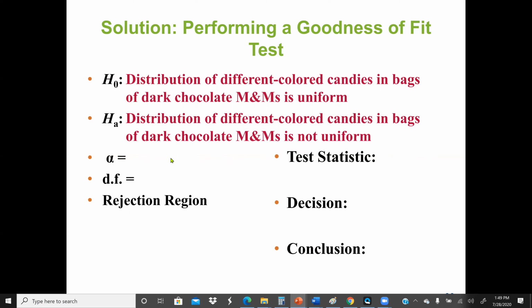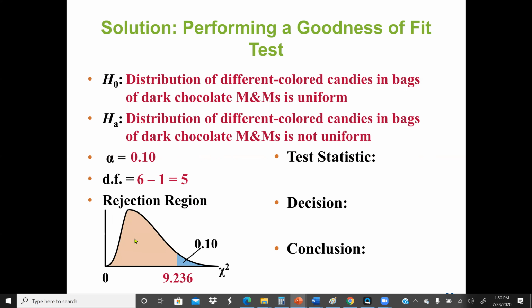So first we know our alpha, and of course we know our degree of freedom because we know the number of categories, the number of colors. The number of colors are 6, so it will be 6 minus 1, which is 5. So if I know the alpha 0.10 and I know the degree of freedom, then I can sketch the reject region. When I look for the chi-square distribution, when the degree of freedom is 5 and alpha is 0.10, I will get 9.236. So this is my critical value. Blue to my right will be rejection, to my left will be accepted. Of acceptance and rejection of H0.